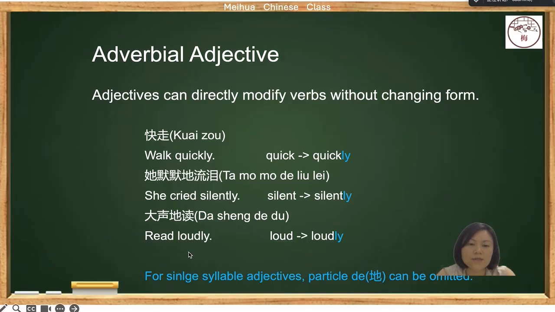Also, a tip here for single syllable adjectives or for single character adjectives, like 快 means fast. The particle de can be omitted. We can also ignore it. Like in a situation that when an adjective is modifying a noun, if it's a single character adjective, we also ignore the particle de.